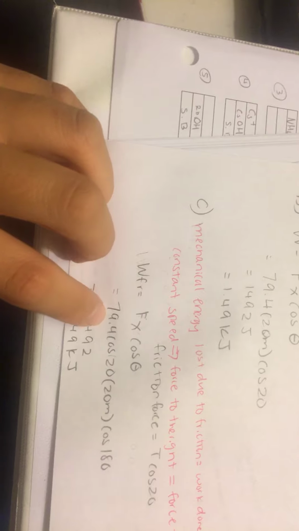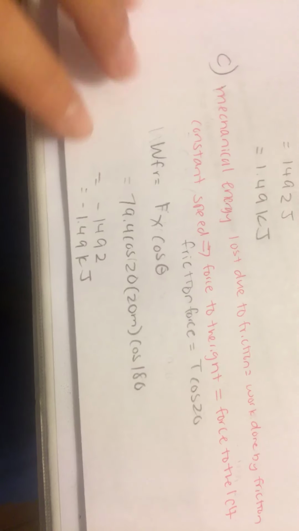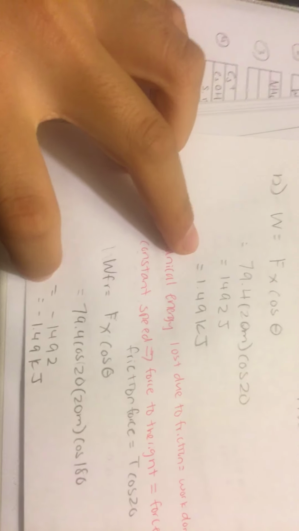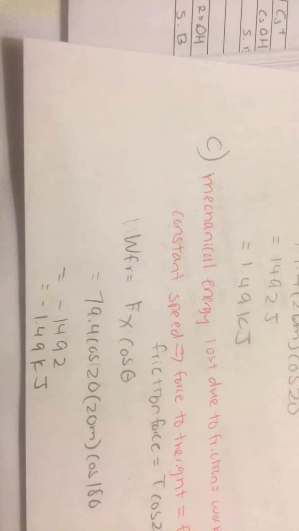So you can actually plug in T cosine 20 for the friction force. So the force is 79.4 cosine 20 times 20 meters times cosine 180. And then you would get negative 1.49 kilojoules. If you notice, this 1.49 kilojoules is the same as the work from the tension because the object is traveling at a constant speed.